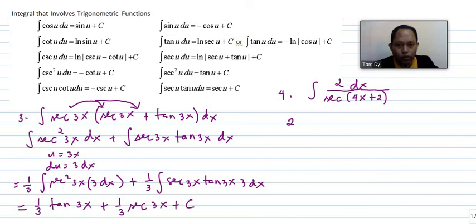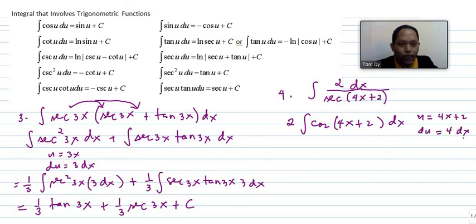We have 2 integral of cosine of 4x plus 2 dx. Take note, 1 over secant equals cosine. For this case, we will now be using this formula, integral of cosine u du, which is equivalent to sine u plus c. So we have to identify again what will be our u. For this case, our u equals 4x plus 2, and then the derivative of u equals 4 dx.